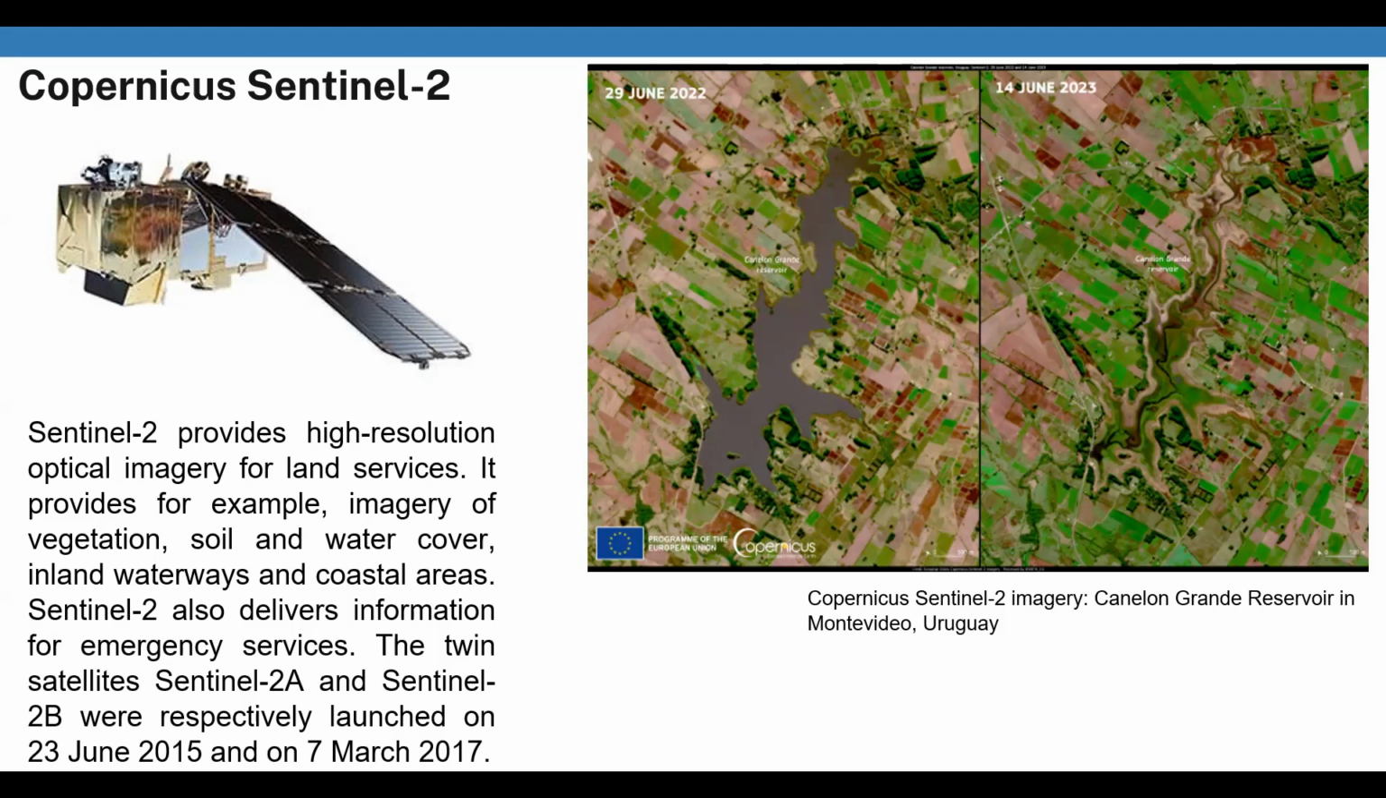For example, these images were acquired by Copernicus Sentinel-2 satellites at two moments, June 2022 and June 2023, the past 14th of June, and these images show the Canelon Grande Reservoir in Montevideo, Uruguay, which is going through an unprecedented water crisis.